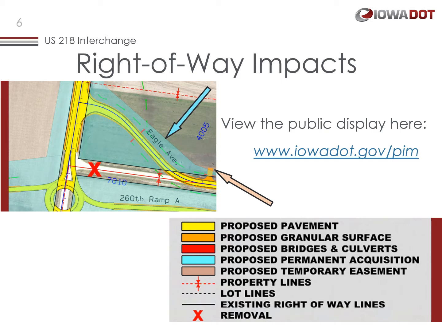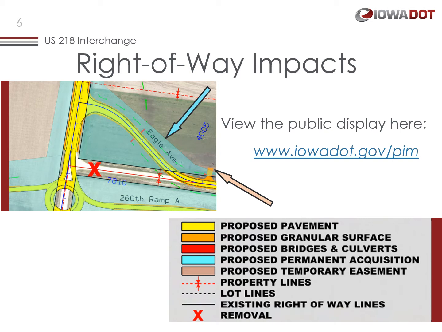To see how the work will affect your property, an aerial layout has been posted online for viewing. It can be seen at the link shown here. On the aerial, there is a legend showing the different items you may see. In tan, you will see temporary easement. The temporary easements are generally necessary for the construction. The blue shading shows permanent acquisitions. These may exist where there was not enough room to fit the proposed new roadways.